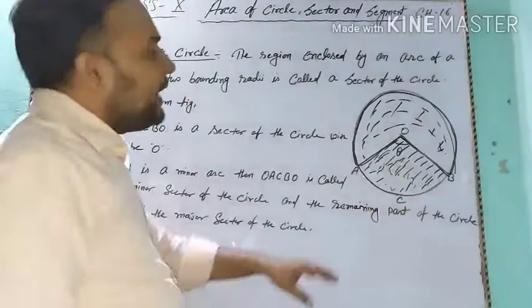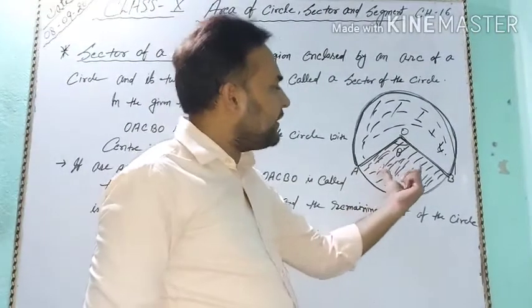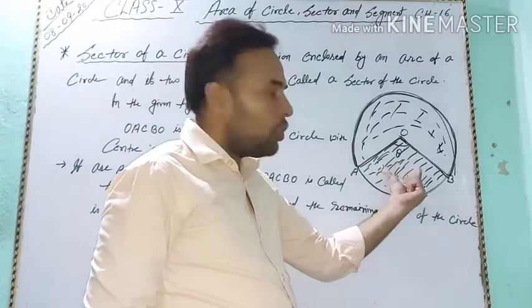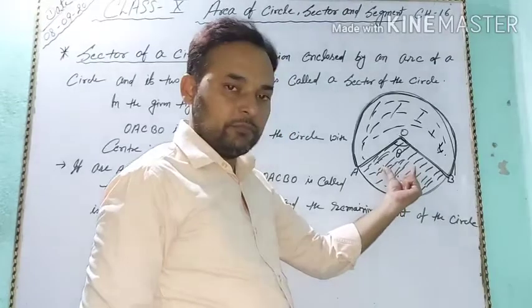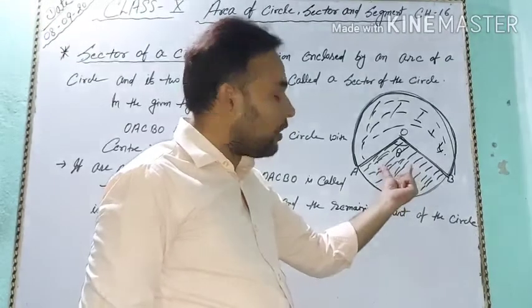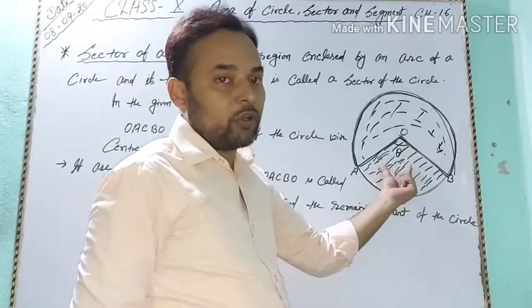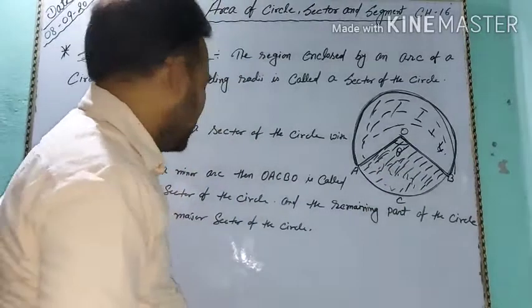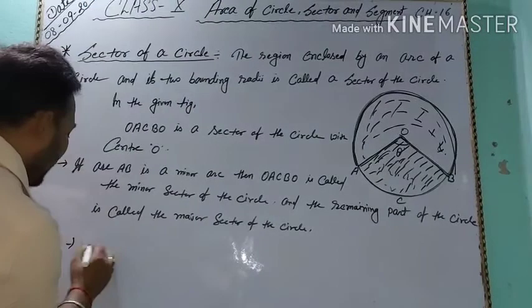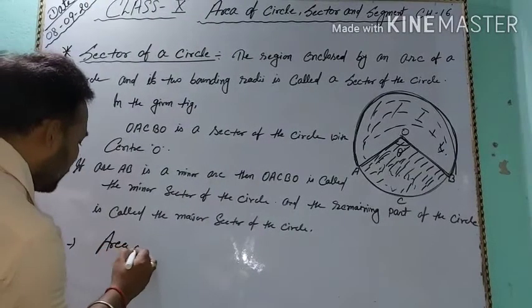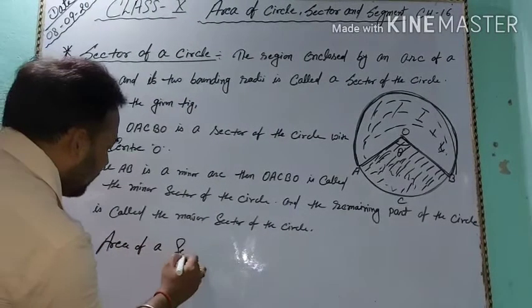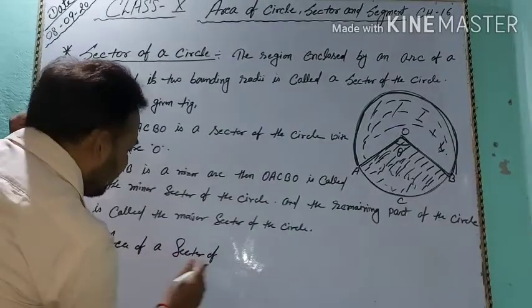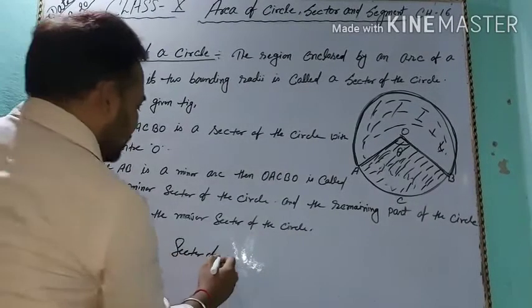Okay, now find the area of the sector of a circle. So, what is the area of a sector? What is the area of the sector of the circle?